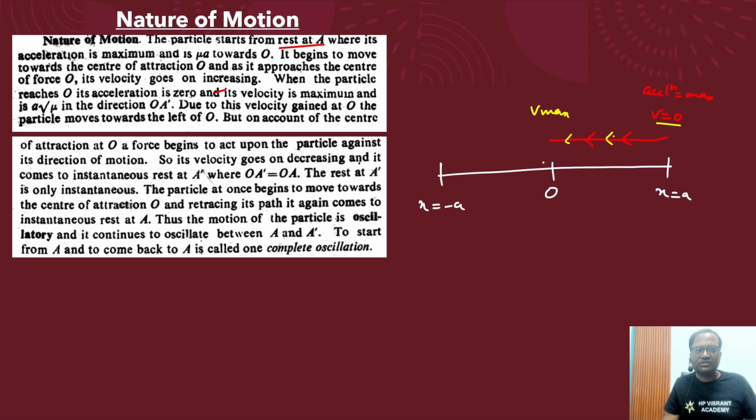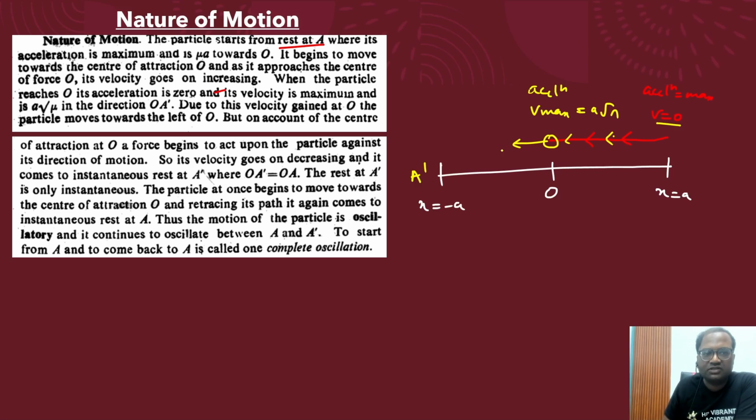Okay, when the particle reaches O, its acceleration is 0, and here acceleration is 0 because at center of force there is no change in the velocity, and its velocity is maximum and is a root under mu. So V max is equal to a root under mu in the direction of OA dash. In this particular direction, this is O and this is A dash. So in the direction of OA dash, velocity is there. Due to this velocity gained at O, the particle moves towards left of O.